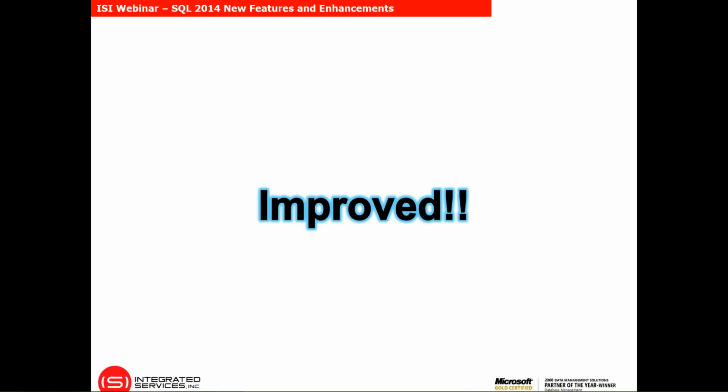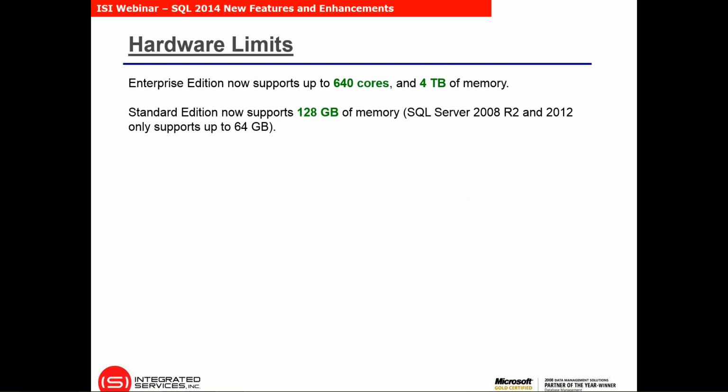Improved things that have come in. There's a bigger list of those. Hardware limitations have been raised or improved. Enterprise Edition supports up to 640 cores and 4 terabytes of memory. Gosh, I've never seen 640 cores. That would be pretty cool to see. And I think I've only seen up to 1 terabyte of memory. So systems that have that would be awesome.